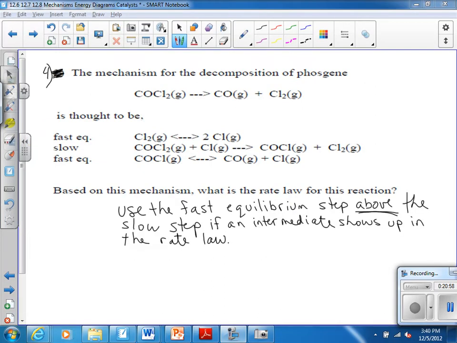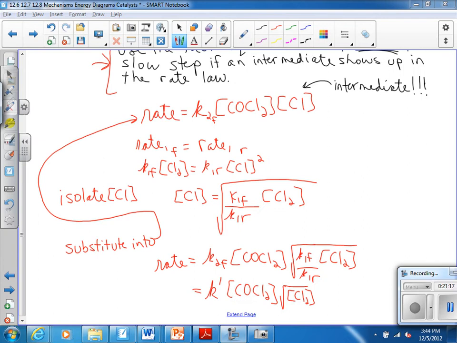All right, try this one on your own and pause the video. I will have the solution up in a moment. Also, fast EQ means fast equilibrium, which means fast reversible. So it's going to be very similar to the one that I just did. You do it on your own now. There's your answer. Okay, we're going to do one more.